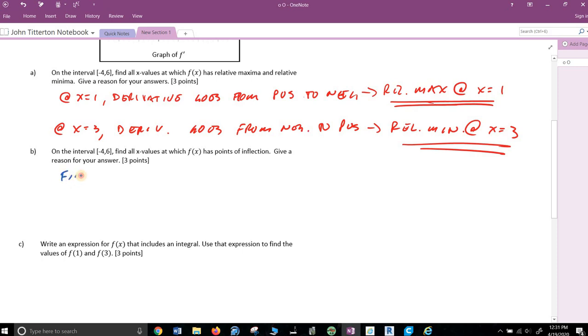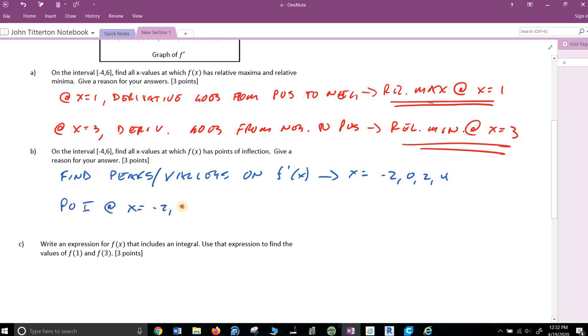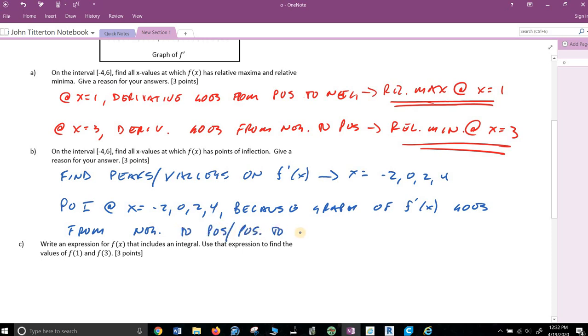So I wrote down find, I call it max and mins, but if you feel like it, peaks, valleys on f prime of x, x equals -2, 0, 2, 4, and then I would say there is a POI at x equals -2, 0, 2, 4. And I'm going to stop right now and say on the interval find all x values. So they don't want the y values or the f of x values, and I'm going to say because the graph of f prime of x goes from negative to positive or positive to negative at each point. I would write much more clearly than this, but it's a limited technology I'm working with.